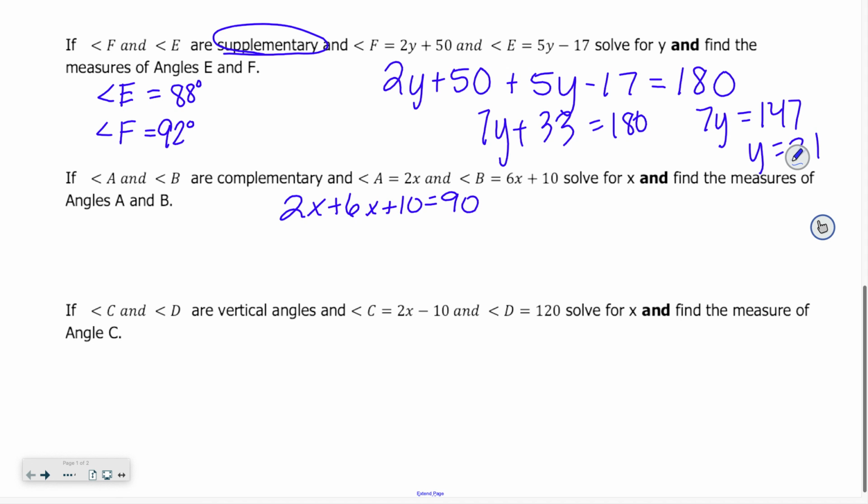Okay, what's your key phrase in the third one? Vertical angles. What do I know about vertical angles? They equal each other. So 2x minus 10 equals 120. And then you would solve. Now, it says find the measure of angle C. You should already know what the measure of angle C is, right? Because they're equal. But you don't know what x is until you solve it.